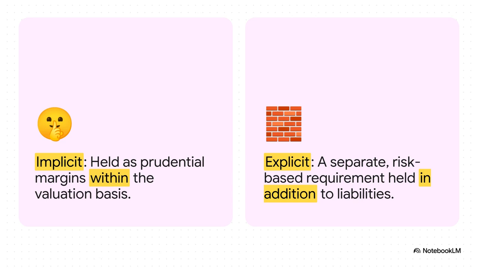But under modern regimes like Solvency II, that's all gone. Liabilities are now calculated on a pure best estimate basis, and your capital is a completely separate, explicit amount that you hold on top of that. It's there specifically to cover unexpected shocks. What this really does is force a completely transparent quantification of your risk.